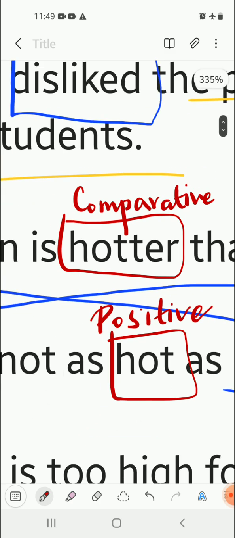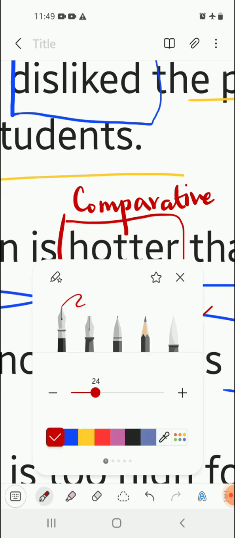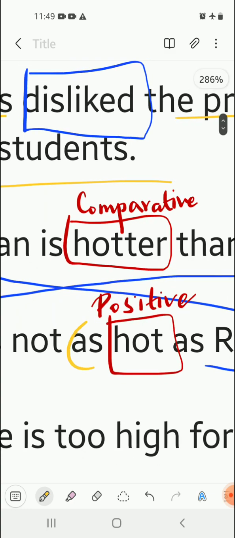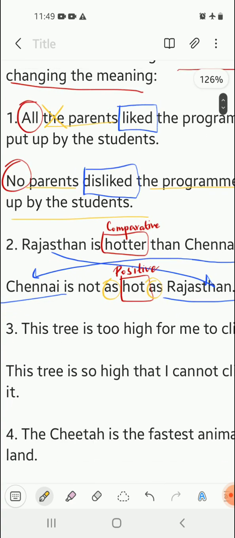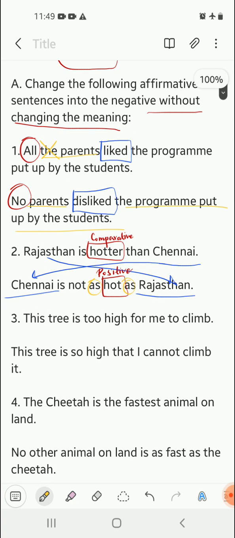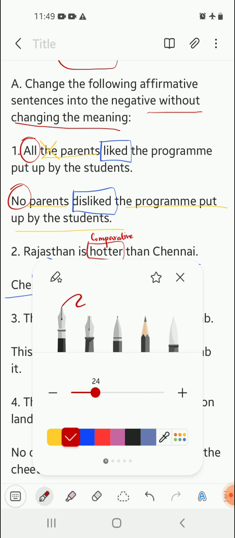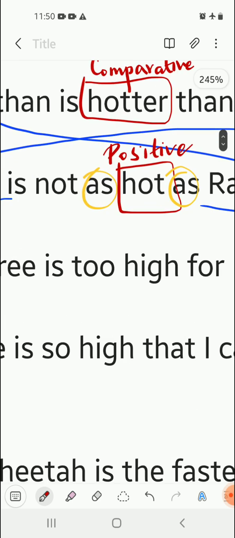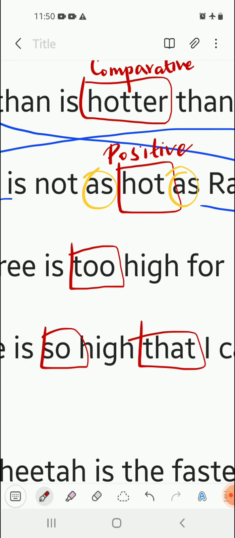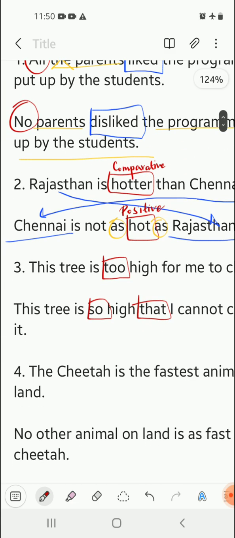In order to make a comparative sentence negative without changing its meaning, the word as has to be added. So that is why we have written as here and after that. So this is the rule. So the sentence becomes Chennai is not as hot as Rajasthan. Moving on, number 3. This tree is too high for me to climb. Whenever we come across the word too, it has to be replaced by so that. This is a rule. So for too, we have to write so that.